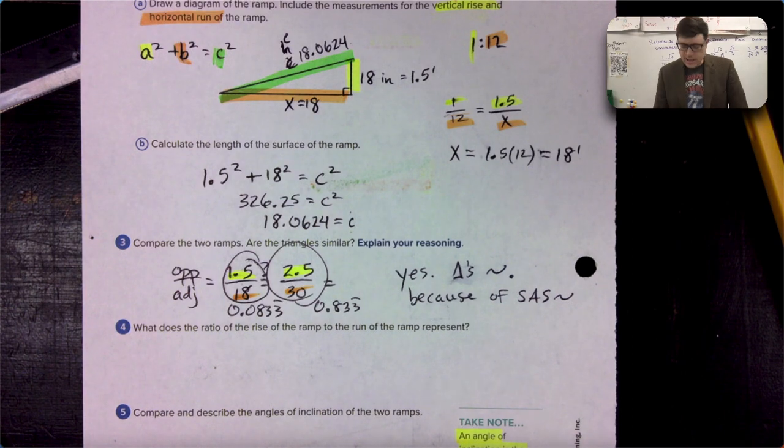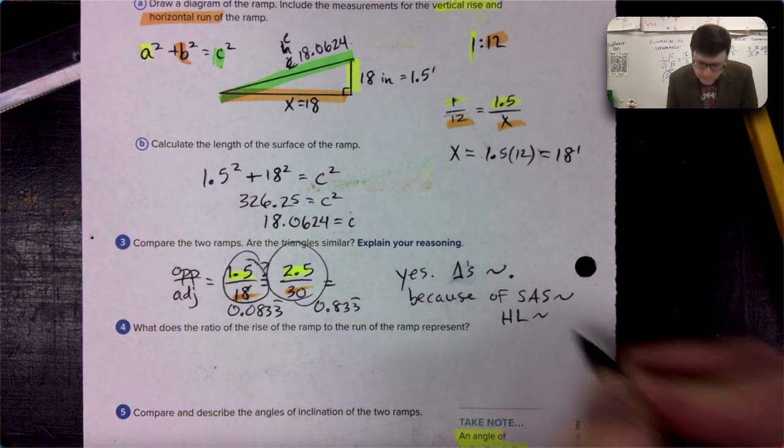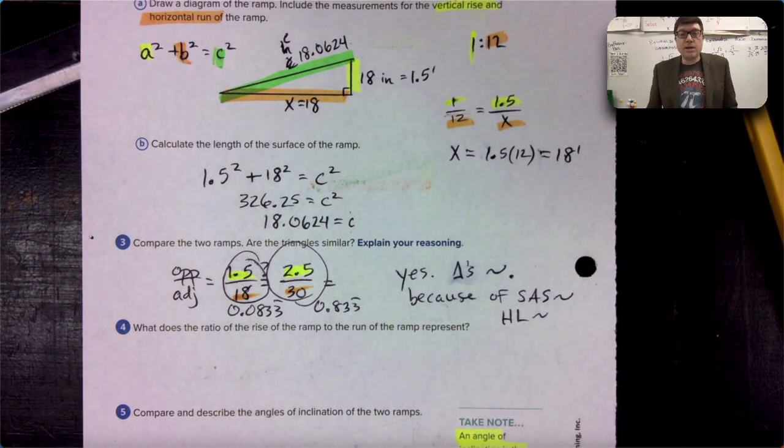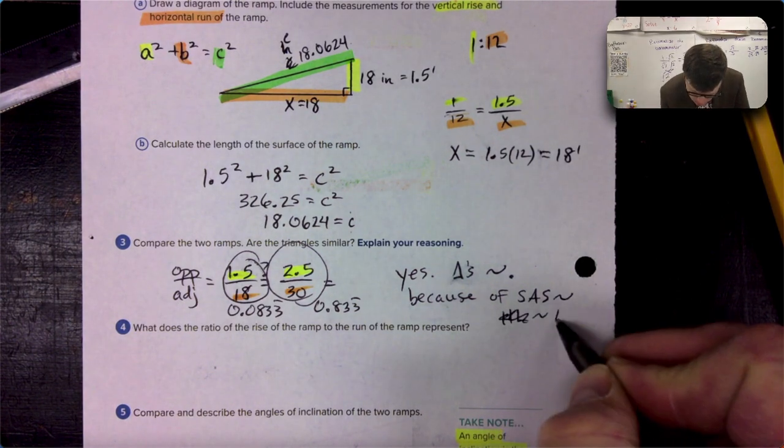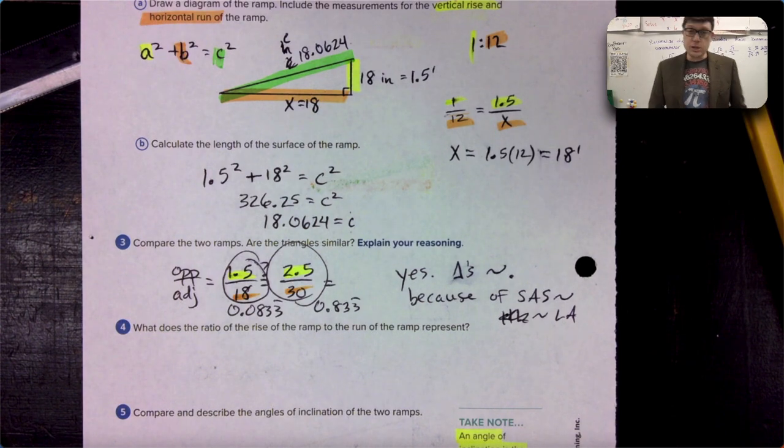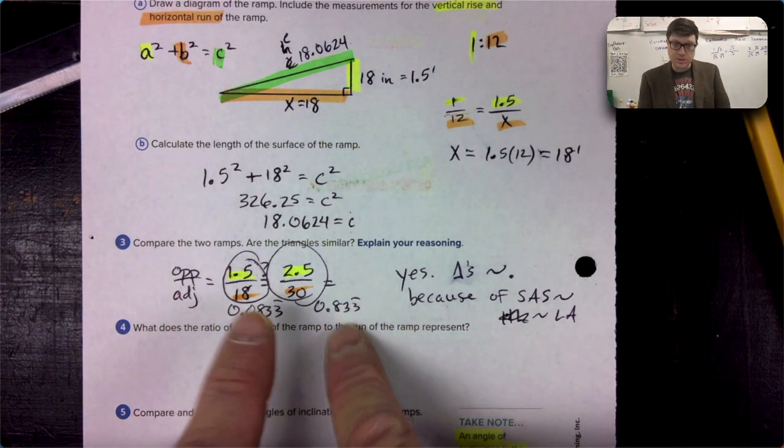There's another one you could have said. You could have said hypotenuse leg similarity. But the point is, we have in this case, no, it'll be leg angle. Whatever. We have two similar triangles. The ratio produces the same decimal.